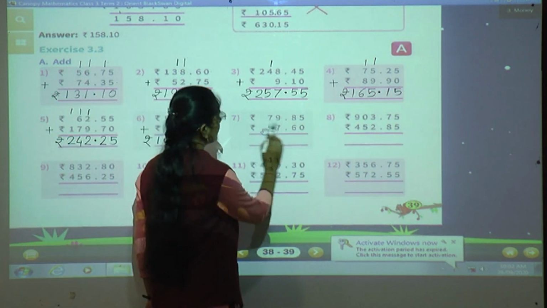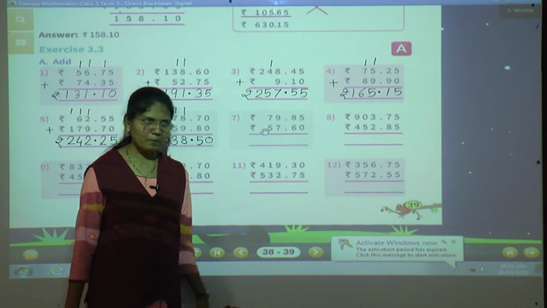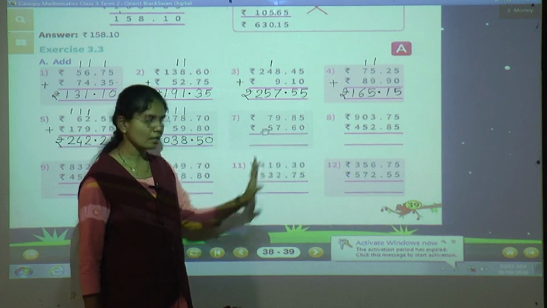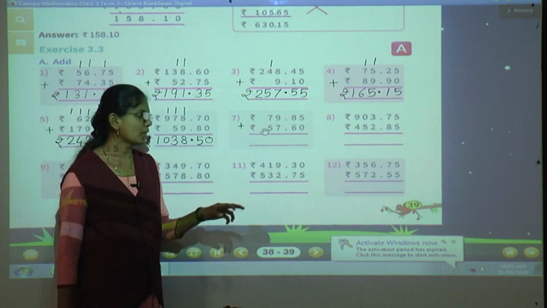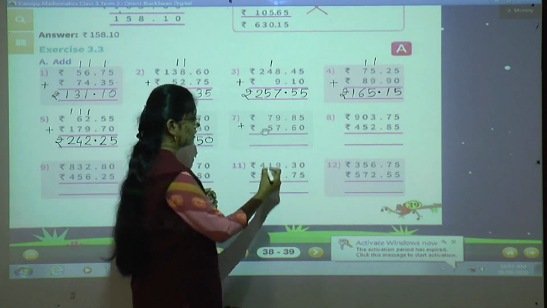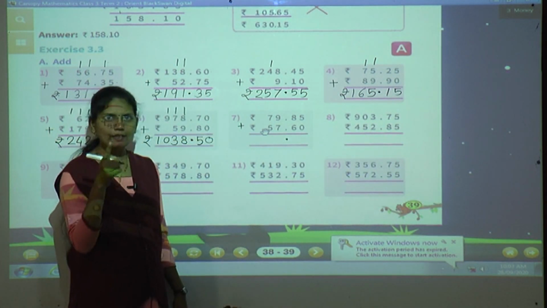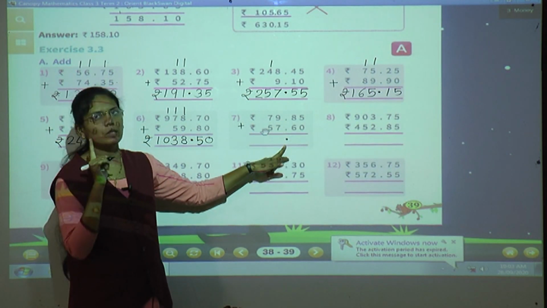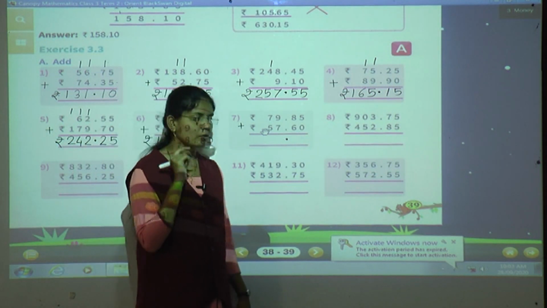Here, see, read this value. Rupees 79 and 85 paise and rupees 57 and 60 paise. Give a plus sign because we have to do the addition. The next step, we have to give a dot, one below the other. Don't forget. Exactly one below the other you have to give a dot.